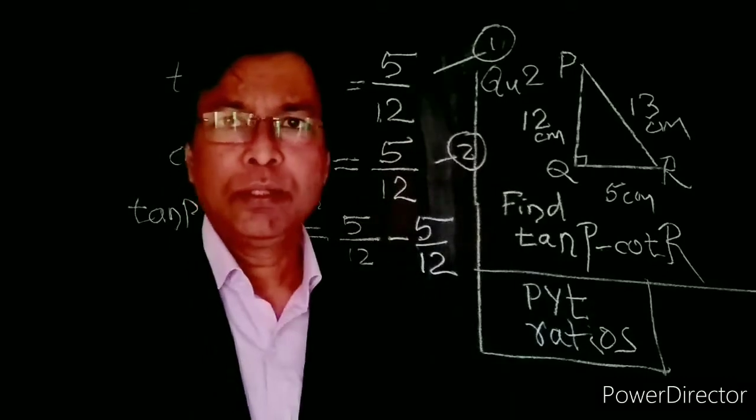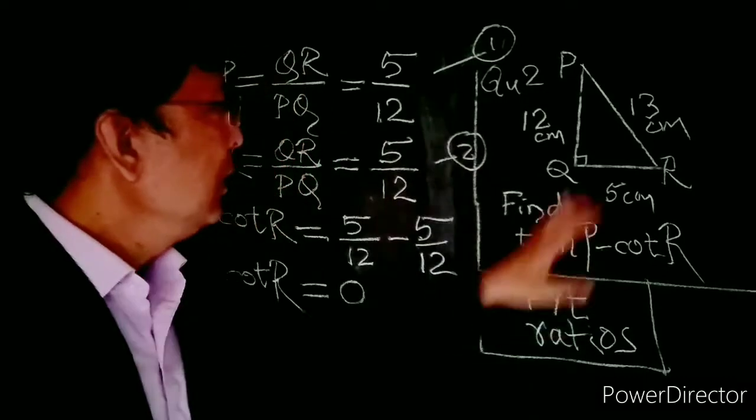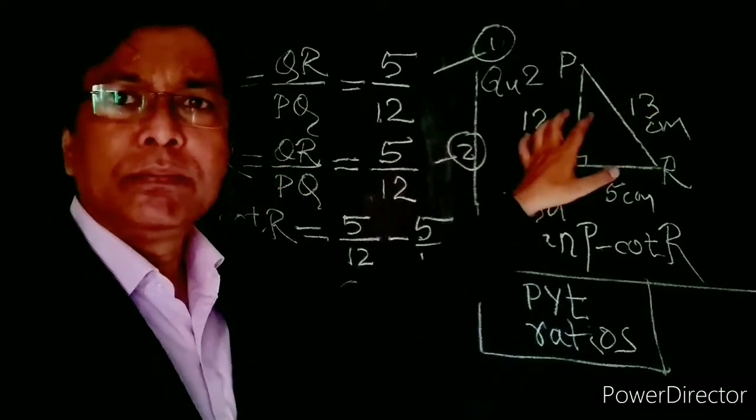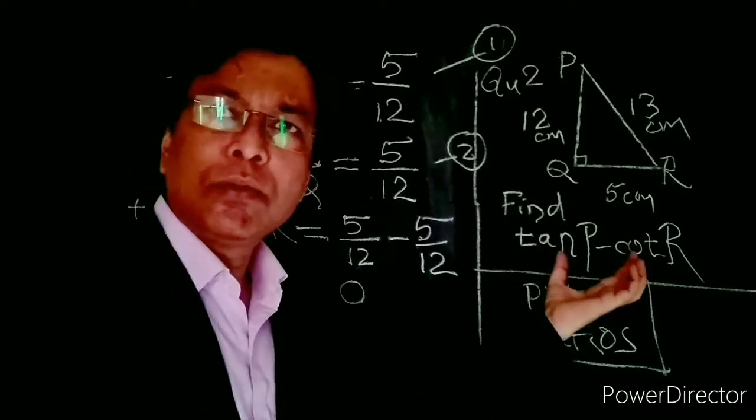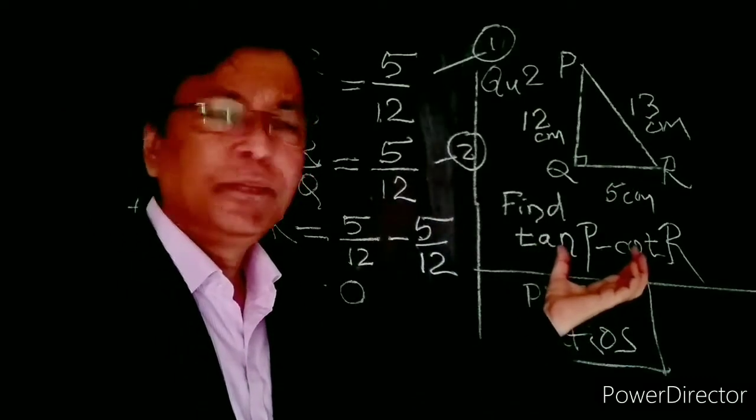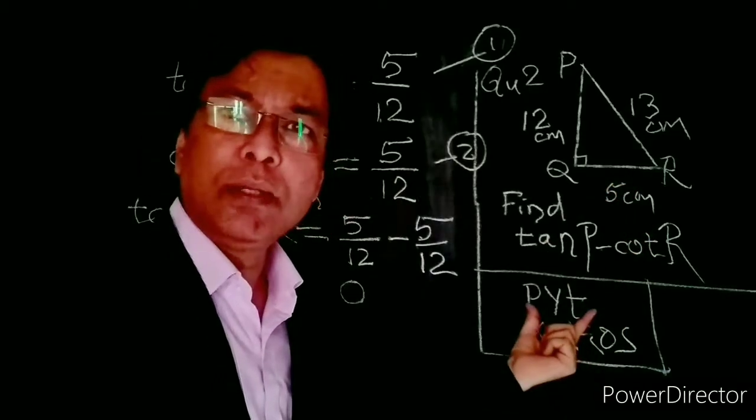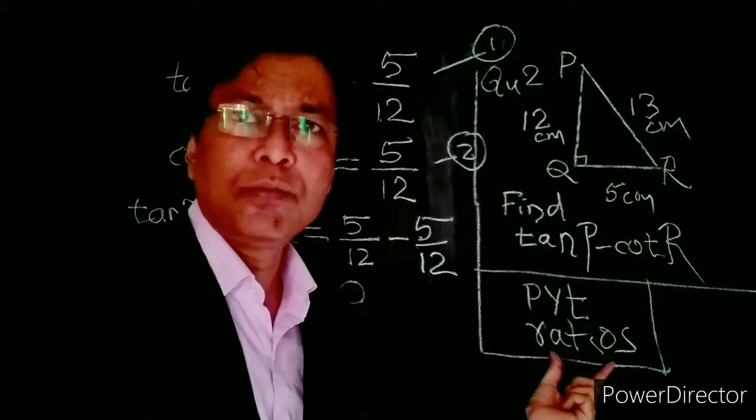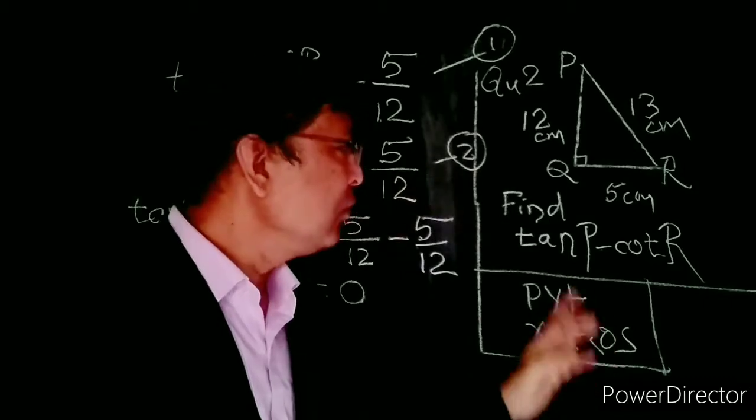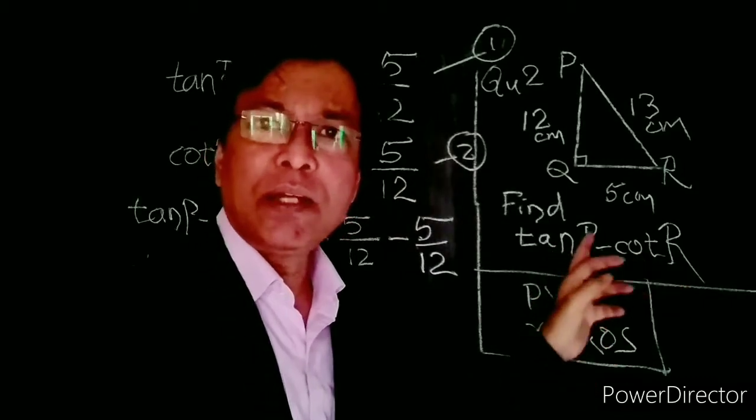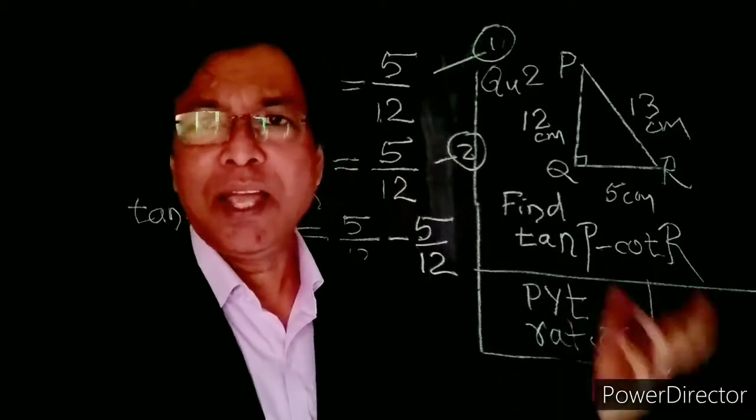How did we solve this numerical? Two sides are given and we have to find the ratio of some trigonometric angles. So we found the third side by using Pythagoras Theorem. Then we found the ratios of trigonometric angles. Then we substituted in the required equation and we got the answer.